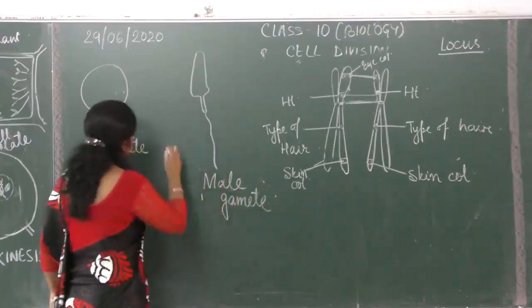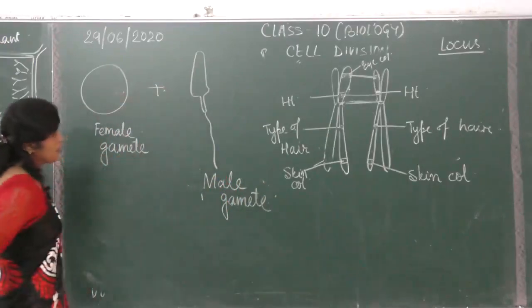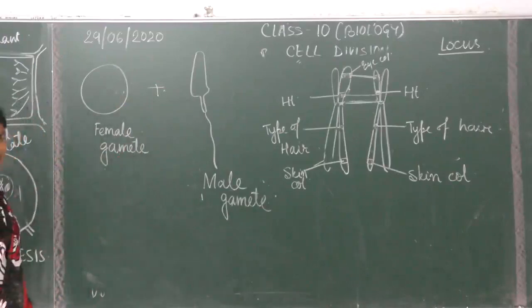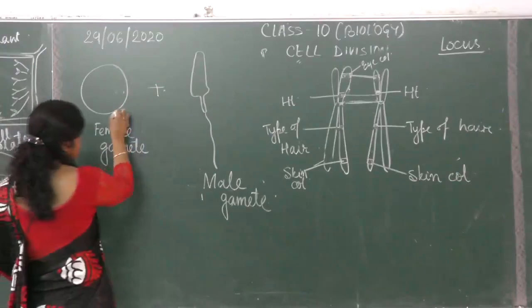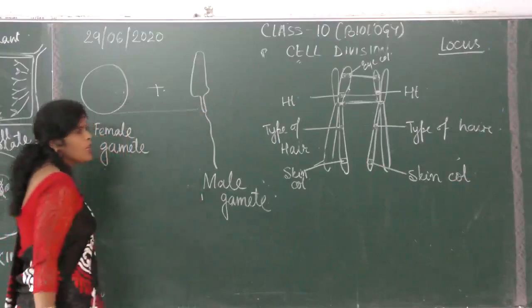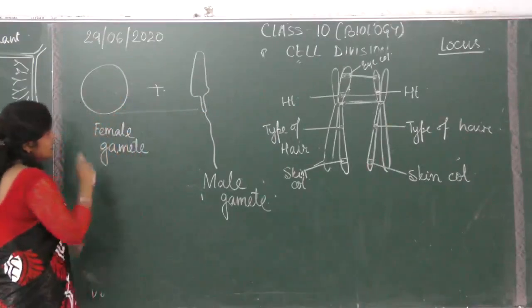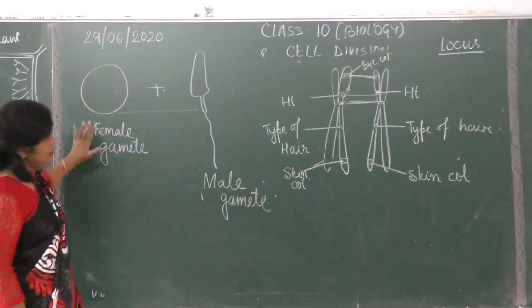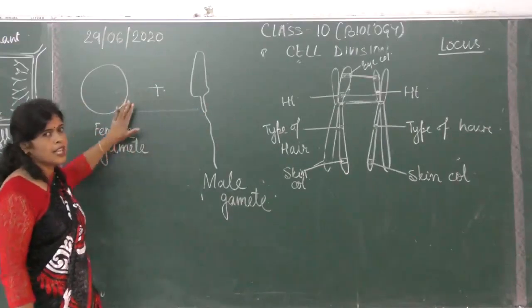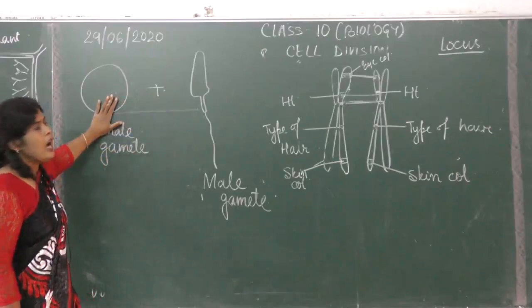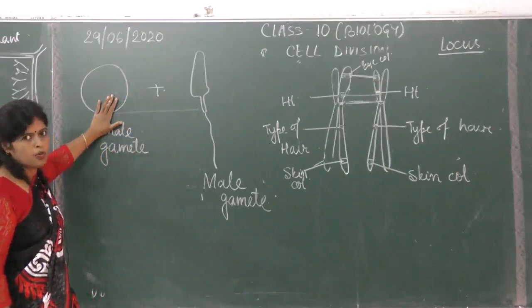What is fertilization? The fusion of these two. The fusion of a male gamete and female gamete is known as fertilization. Okay? The gametes are the only cells which have half the number of chromosomes.